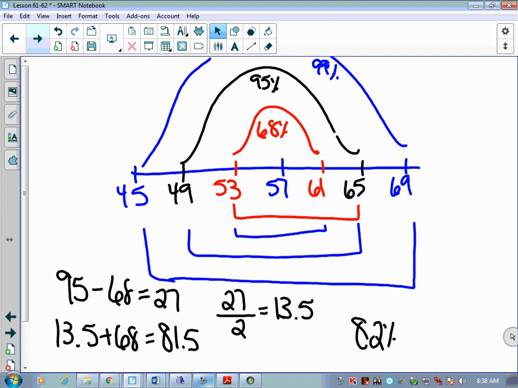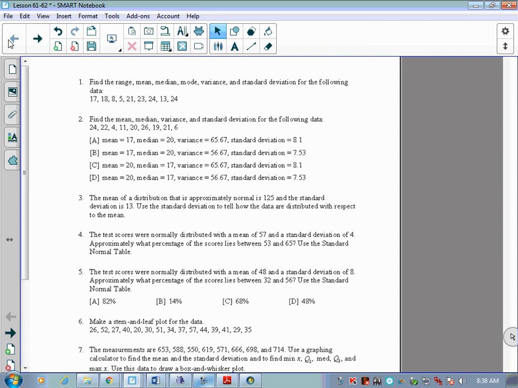All right. Let's look at this next one. Number 5. The test scores were normally distributed with a mean of 48 and a standard deviation of 8. Approximately what percentage of scores lie between 32 and 56? Okay.